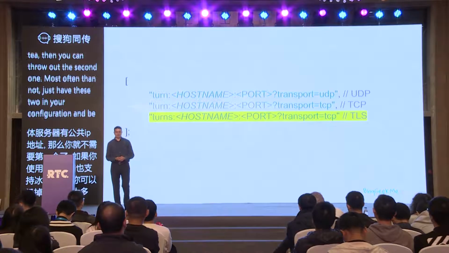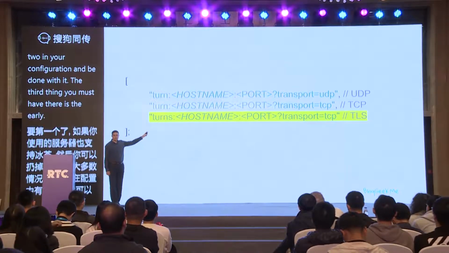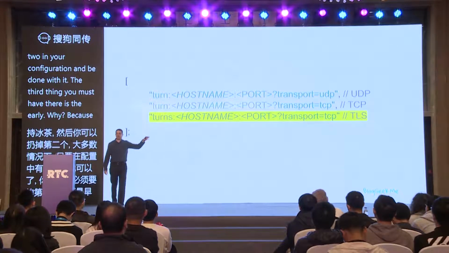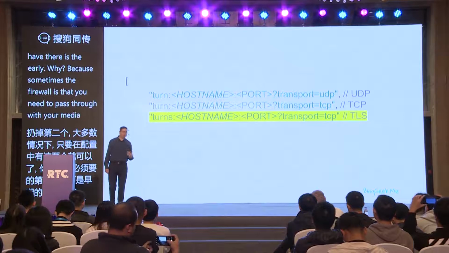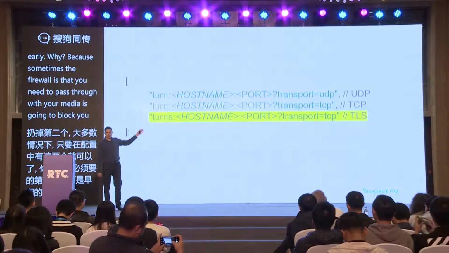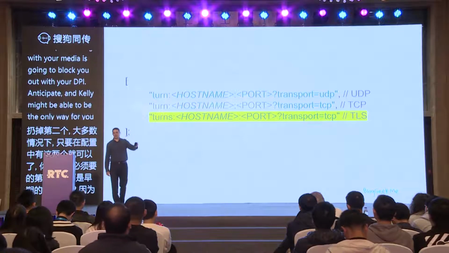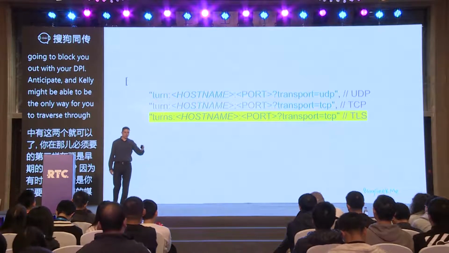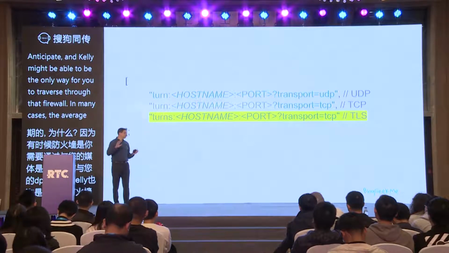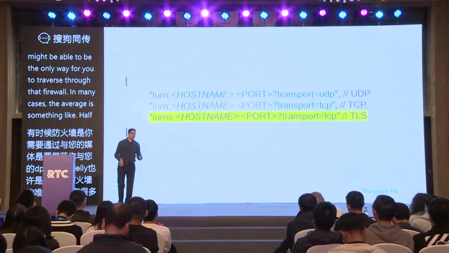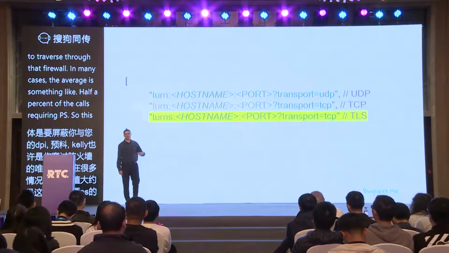The third thing you must have there is TLS. Why? Because sometimes the firewalls that you need to pass through with your media are going to block you out with UDP and TCP. And TLS might be the only way for you to traverse through that firewall. In many cases, the average is something like 0.5% of the calls requiring TLS. So this is important if you want to serve more users.